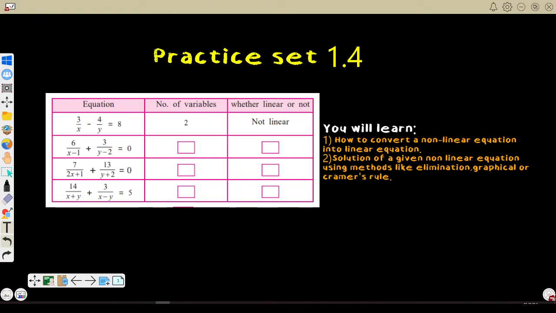आज के इस वीडियो लेक्चर में we will look at practice set 1.4. This practice set is actually very easy. In this you will have a simultaneous equation. It will be given to you, but that equation will be a non-linear equation. So first you will learn how to convert a non-linear equation into linear equation, and then you will find the solutions by using methods which you have already learned. For example, elimination method, substitution method, graphical method, or Cramer's rule.